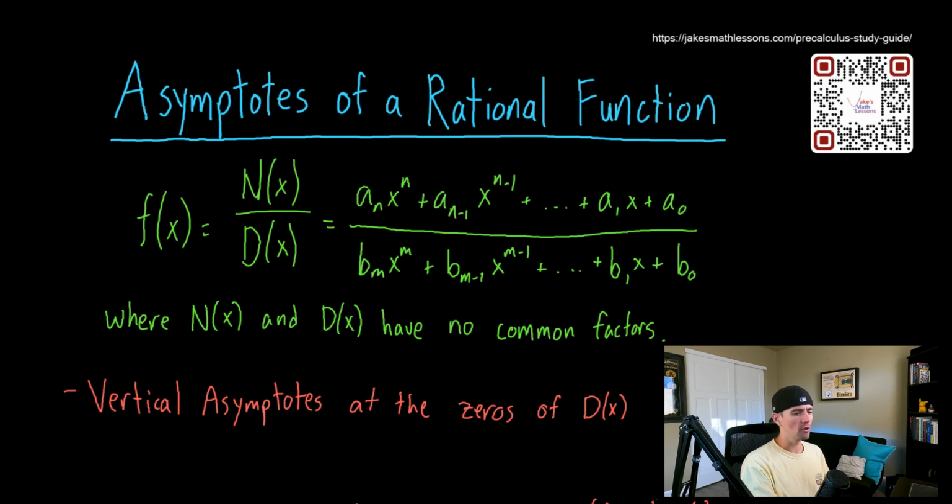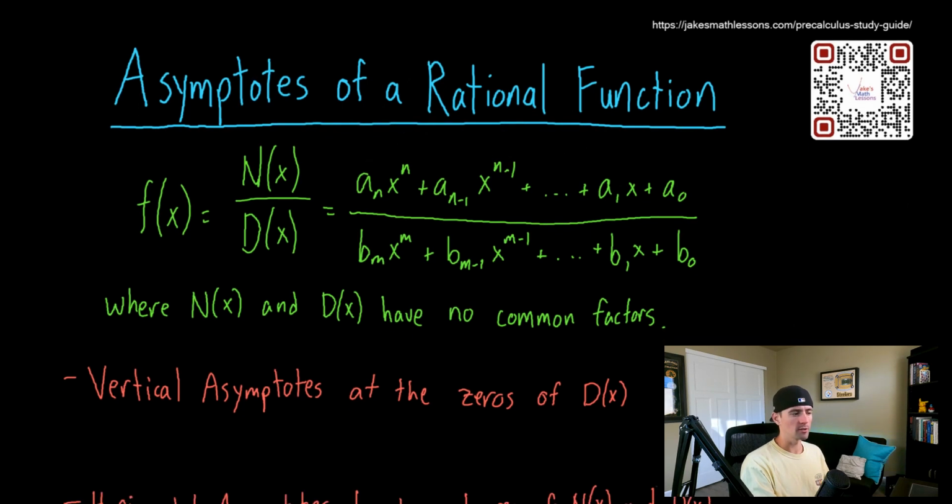Vertical asymptotes are going to occur at the zeros of d of x, the zeros of the denominator function. So basically, if you take the entire denominator of your fraction function and find the zeros of that polynomial, that's going to give you your vertical asymptotes, okay? We will get into an example here in a bit, and I'll show you what I mean by this.